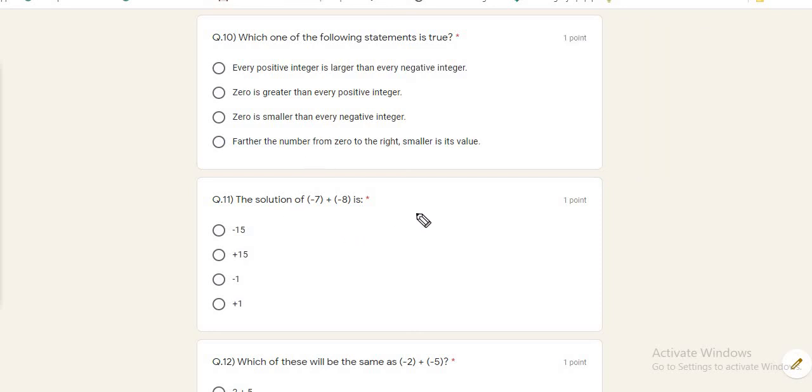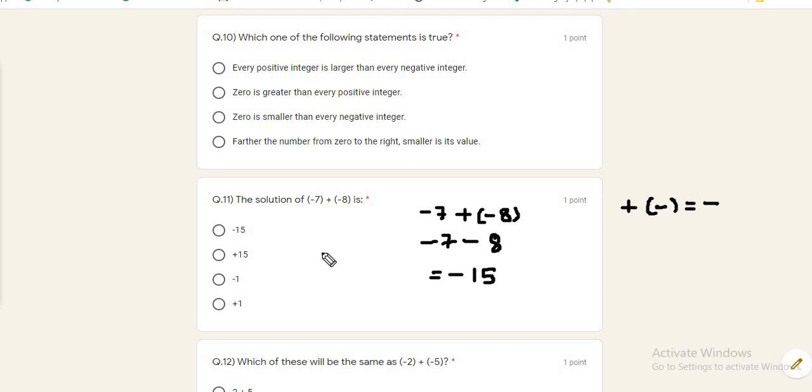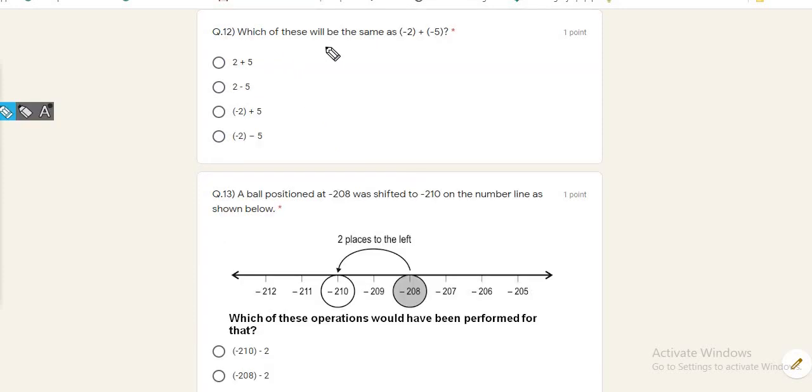Question 11. The solution of minus 7 plus of minus 8. Now we have plus of minus. It means minus. So this reduces to minus 7 minus 8, which gives the answer minus 15. So A is the correct option. Question 12. Which of these will be same as minus 2 plus minus 5? Minus 2 plus of minus 5 means minus 2 minus 5. So D is the correct option.